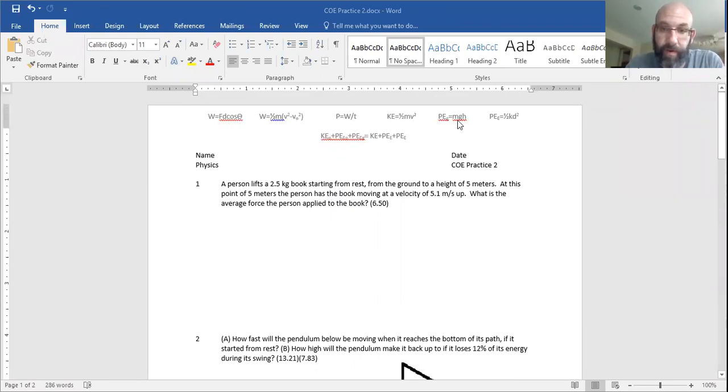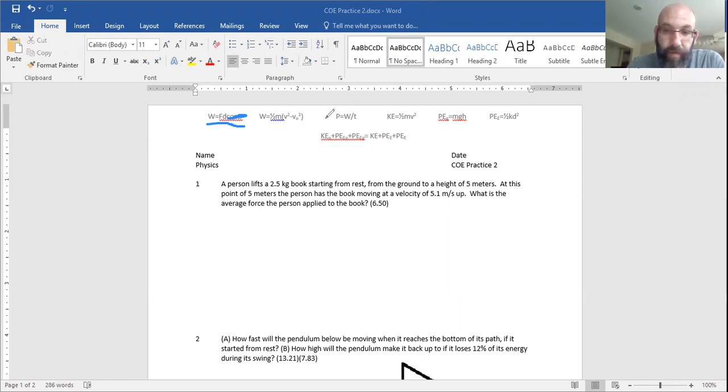If we look up here at all of our equations, that's what I have to look at because that has force. So this one has force in it, so we're going to have to use this one. We don't have an angle, so we don't need that. In order to find force, we need to know work and we need to know distance. Well, we actually have our distance already. It's 5 meters. The only thing we don't have is work yet.